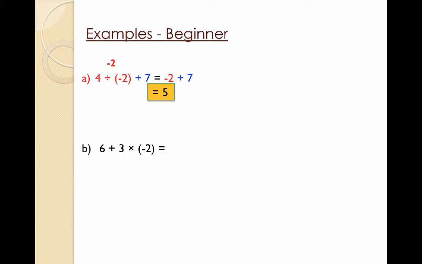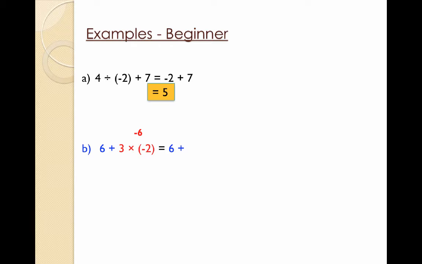For question B, I again have an addition and a multiplication, but I need to do the multiplication first. So let's take a look at that question. I begin by doing 3 times negative 2. In my head, I say to myself, 3 times 2 is 6, but because I've got a positive and a negative number, 3 times negative 2 is actually negative 6.